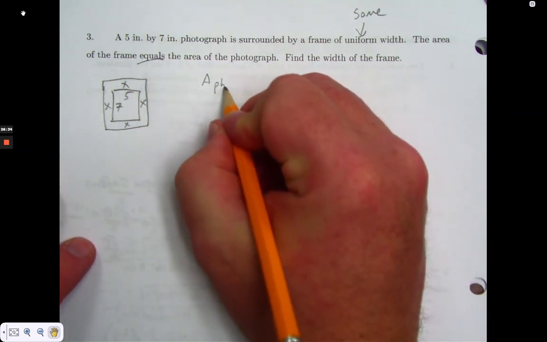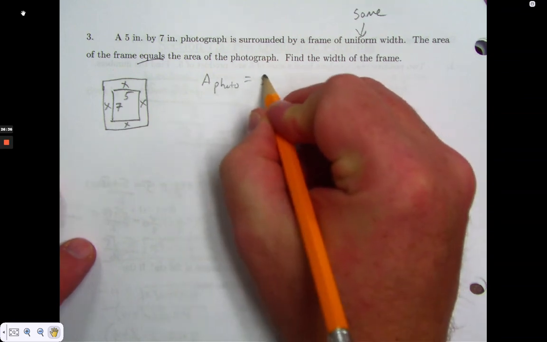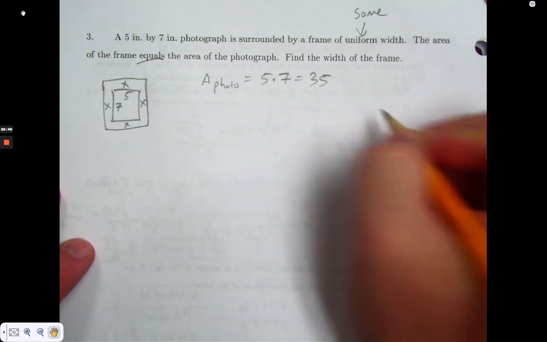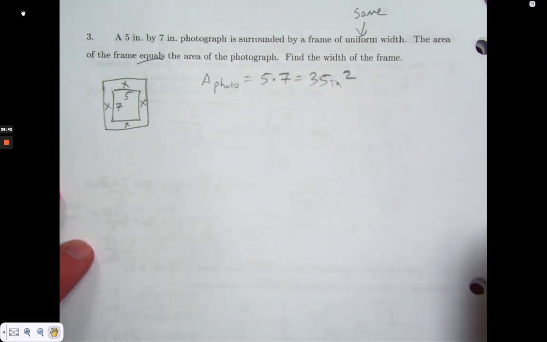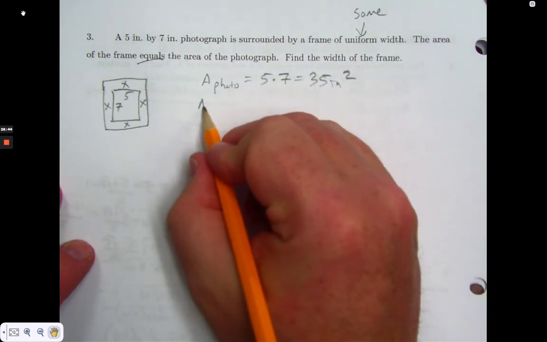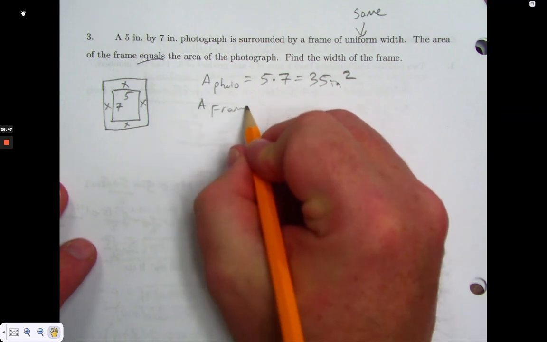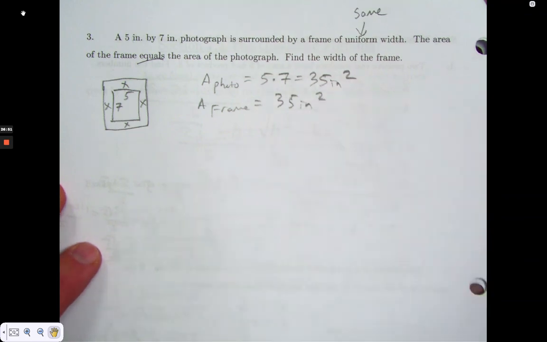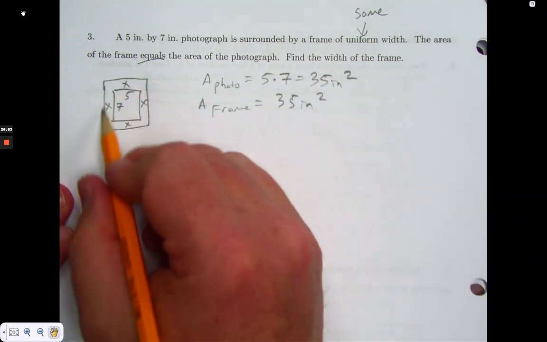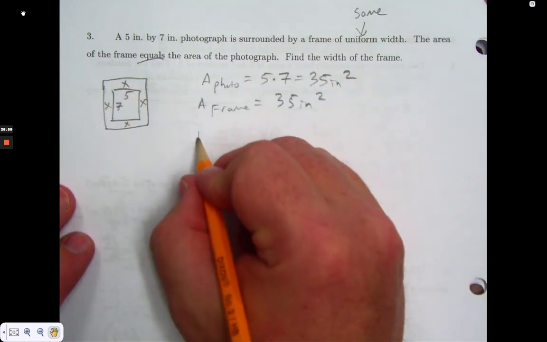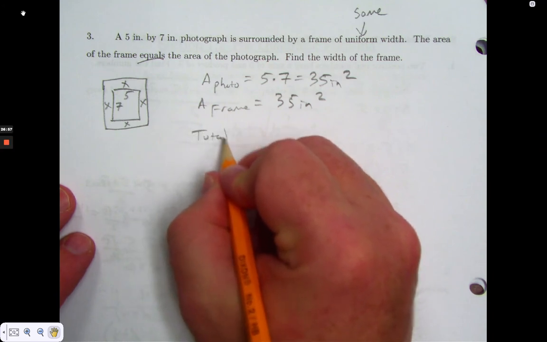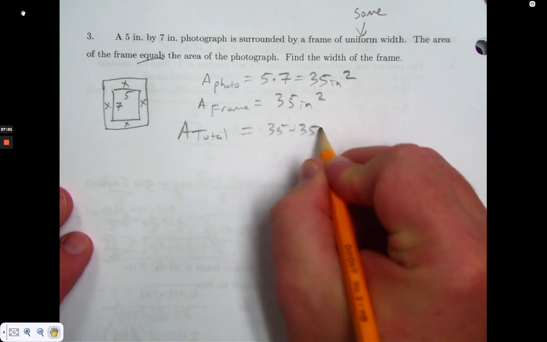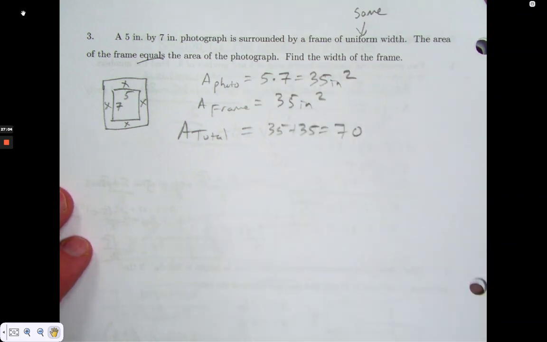Well, the area of the photo is 5 times 7, or 35. And this is square inches. So that means that the area of the frame has to be the same. So it also has to be 35 inches squared. So the total area, when I add those two together, has to be 35 plus 35, or 70.